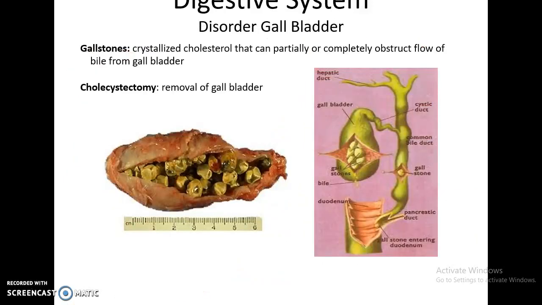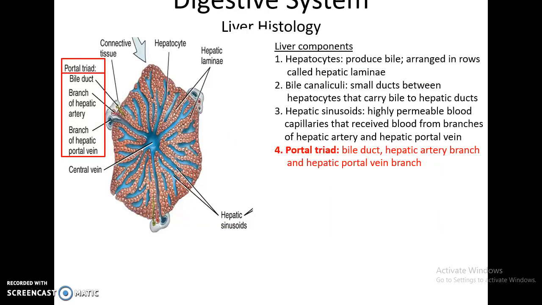Gallstones. Gallstones are crystallized cholesterol that can partly or completely obstruct bile flow through the gallbladder. It can be a very painful chronic condition that sometimes needs to be resolved by the removal of the gallbladder via a cholecystectomy. Liver is a very intricate organ.